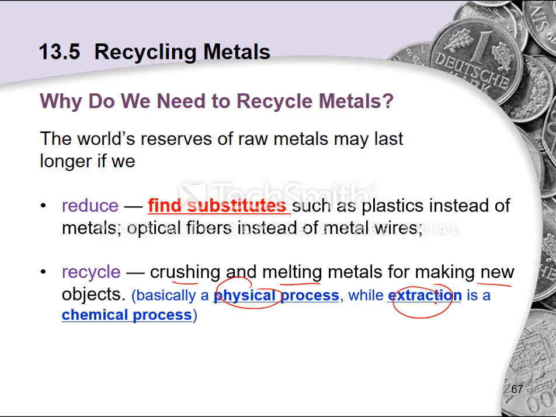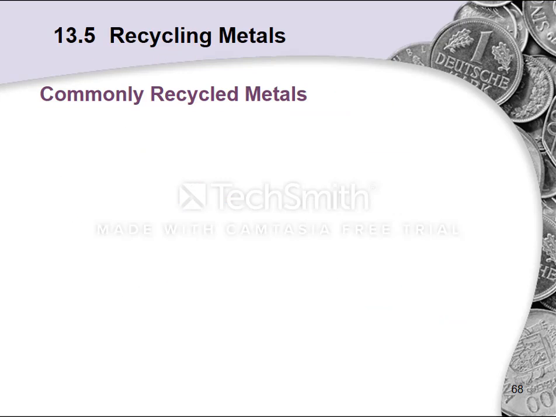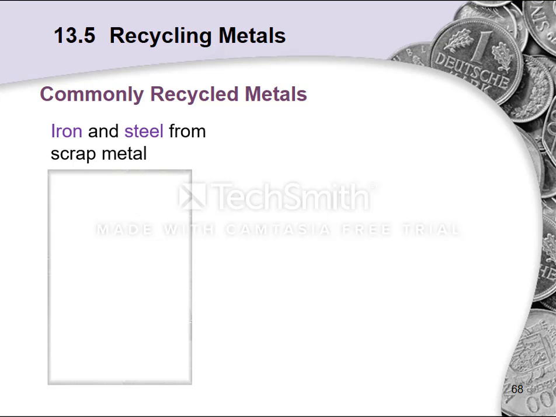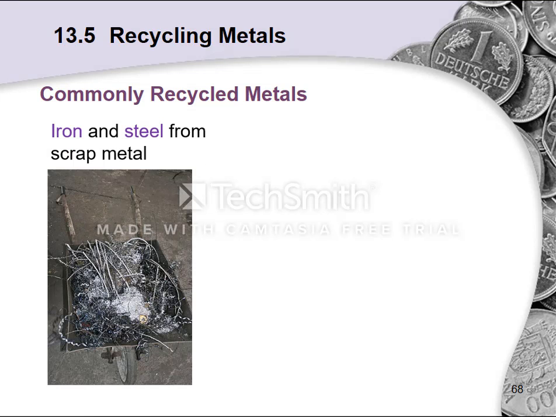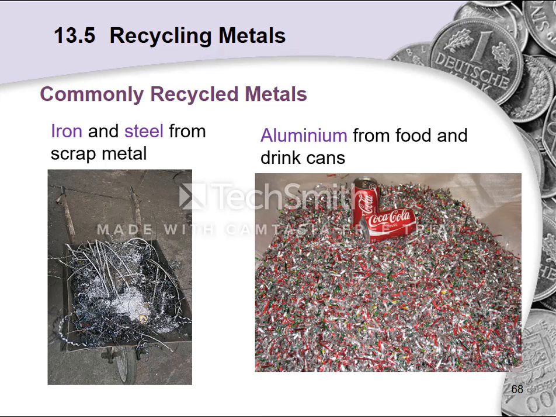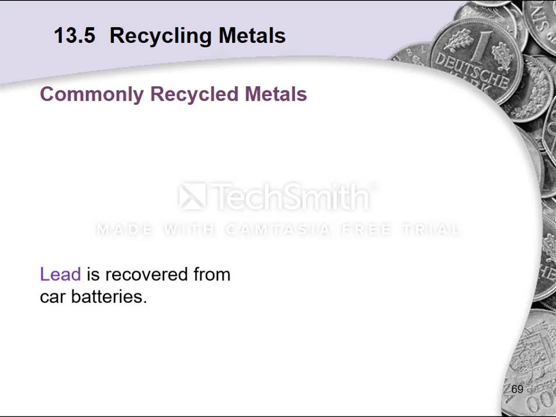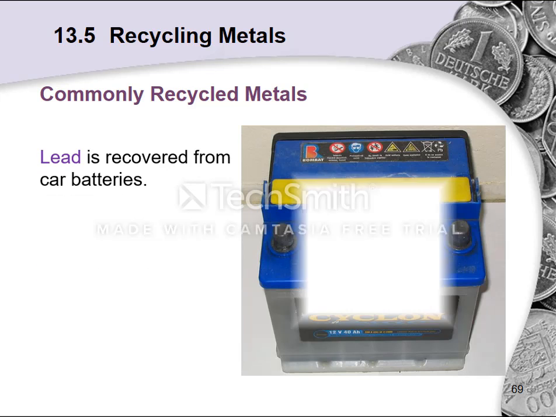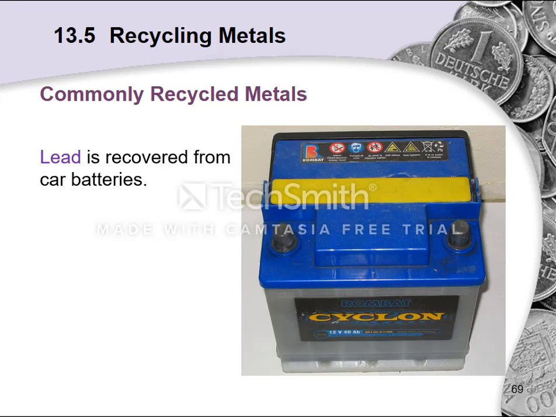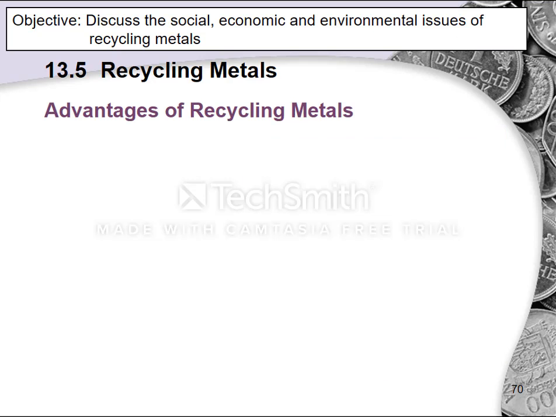But extraction definitely is a chemical process because extraction is getting the element, the metal, from the compound. So commonly recycled metals, for example, iron and steel from scrap metals, aluminum from the canned food itself. Okay, lead is recovered from car batteries, very commonly used in car batteries. They can recycle and make the new one.